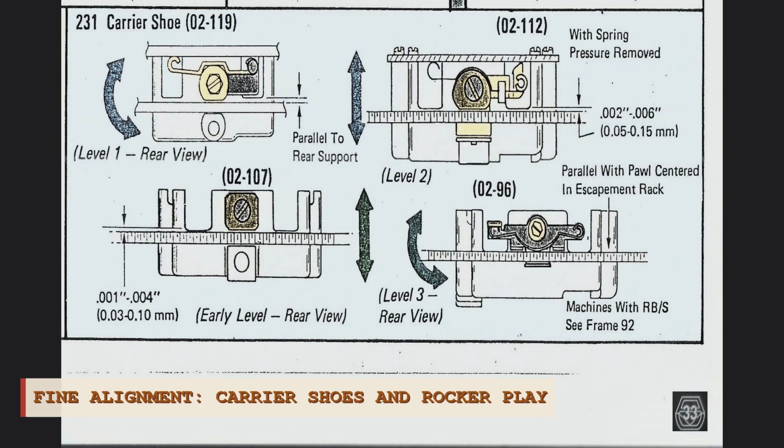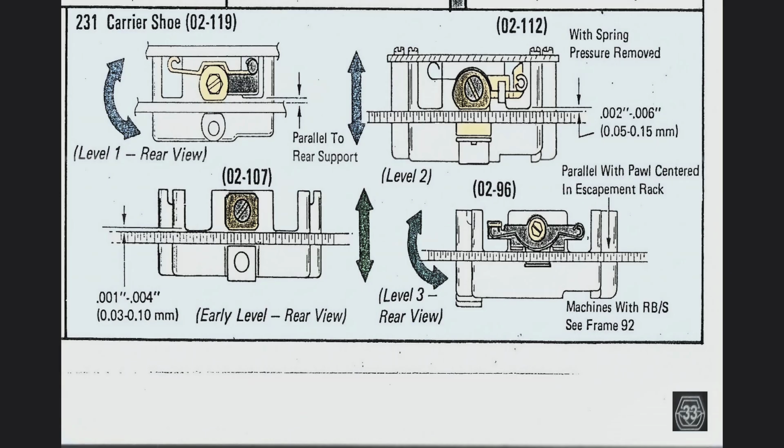There are 4 kinds or levels of carrier support shoes for the rear portion of the carrier. 3 of them are shown here. On the older machines, at the rear of the carrier, we find a carrier shoe, either square or round with one flat side. The screw which holds the shoe in position is eccentric, so it becomes possible for us to adjust the vertical play at the rear of the carrier. Essentially, we are adjusting the clearance between a lug on the carrier, which extends underneath the escapement rack, and the shoe.